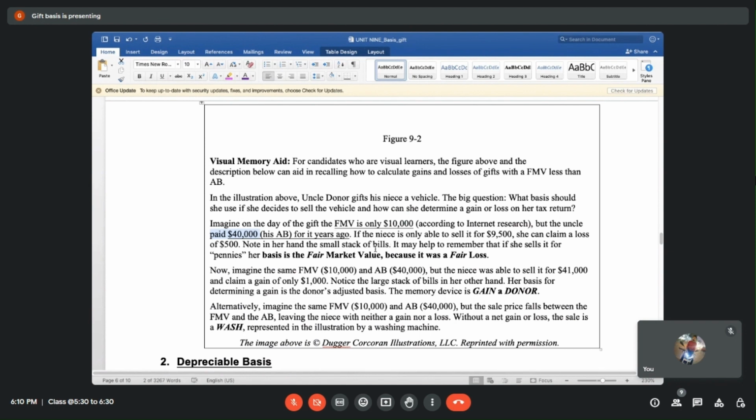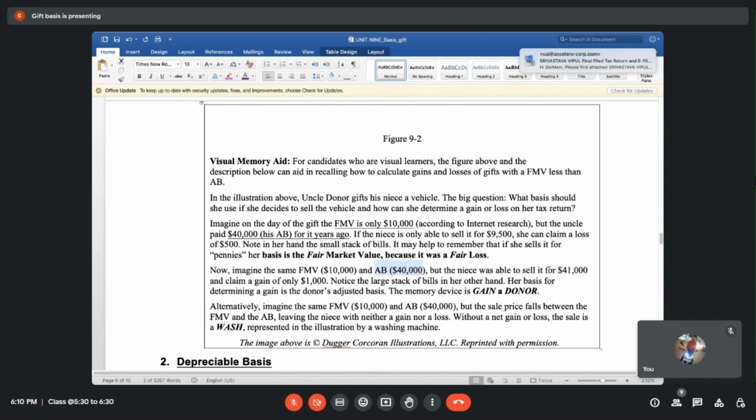Okay, let's go to the next level now. Imagine the same facts: the fair market value is the same, and the adjusted basis is the same for the uncle. But the niece thought, wow, I got a jackpot. Something happened to that car, maybe it became an antique or whatever, and she was able to sell it for $41,000, even higher than what her uncle bought it for.